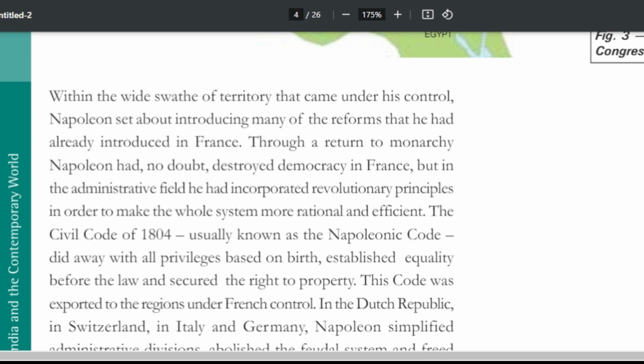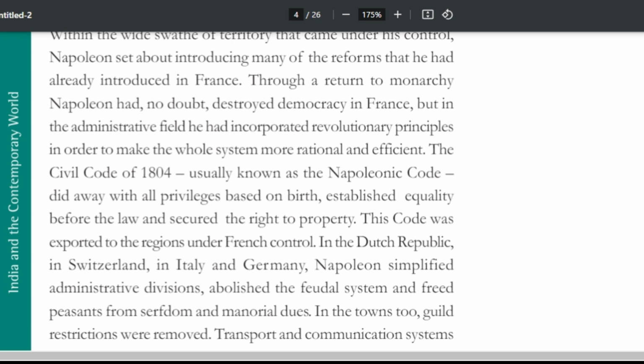usually known as the Napoleonic Code, did away with the old privileges based on birth, established equality before the law, and secured the right to property. This code was exported to the regions under French control: the Dutch Republic, Switzerland, Italy, and Germany. Napoleon simplified administrative divisions, abolished the feudal system, and freed peasants from serfdom and manorial dues.